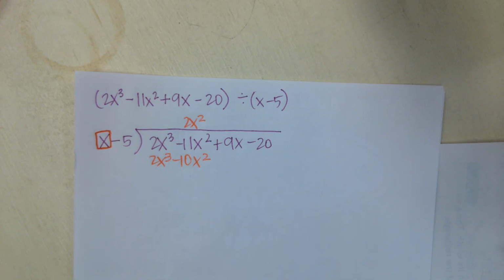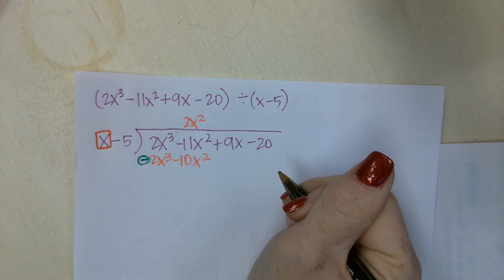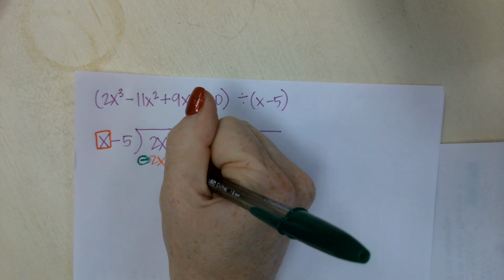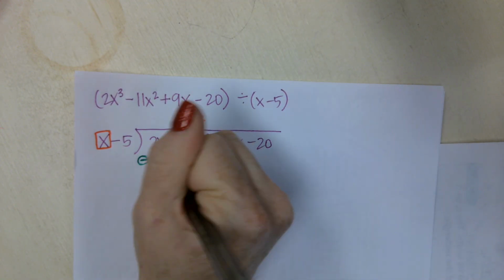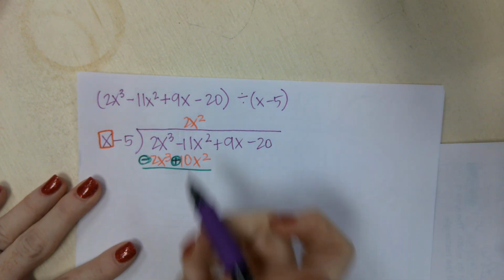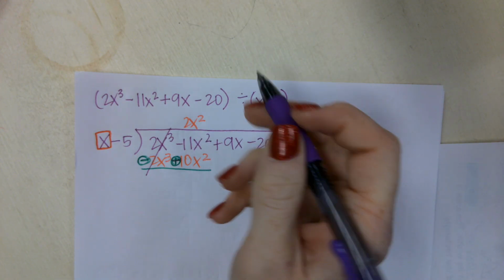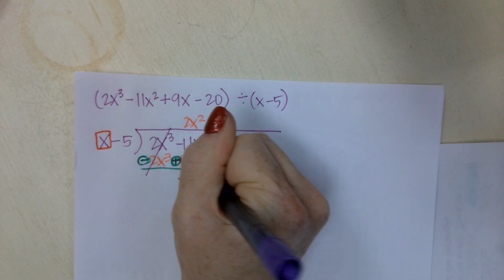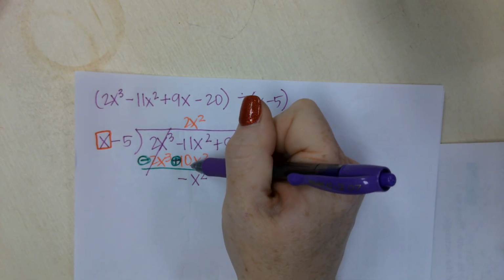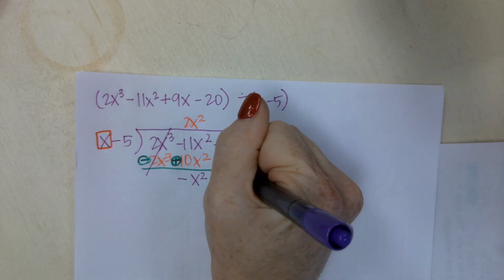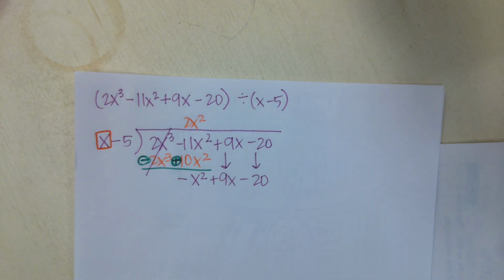Okay, here we go. My next process is to come through and subtract everything. So that's going to change this to a negative 2x cubed. But if I subtract a negative, what happens? It changes to a positive. Okay? So the 2x cubes cancel. Then I've got negative 11x squared plus 10x squared. So that becomes a negative 1x squared. Do you agree that negative 11 plus 10 is negative 1? Yep. All right, and then I have to bring the entire polynomial down.